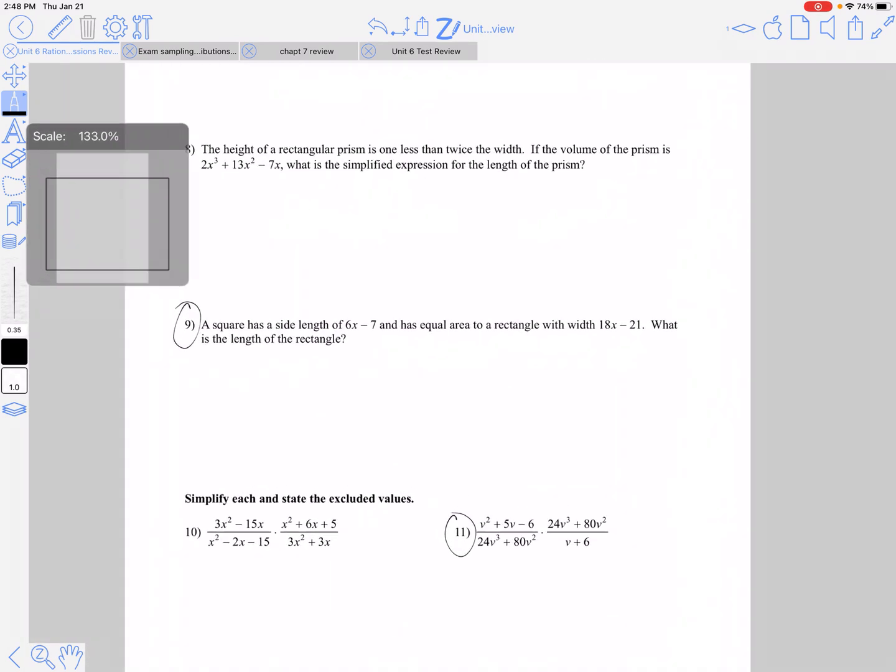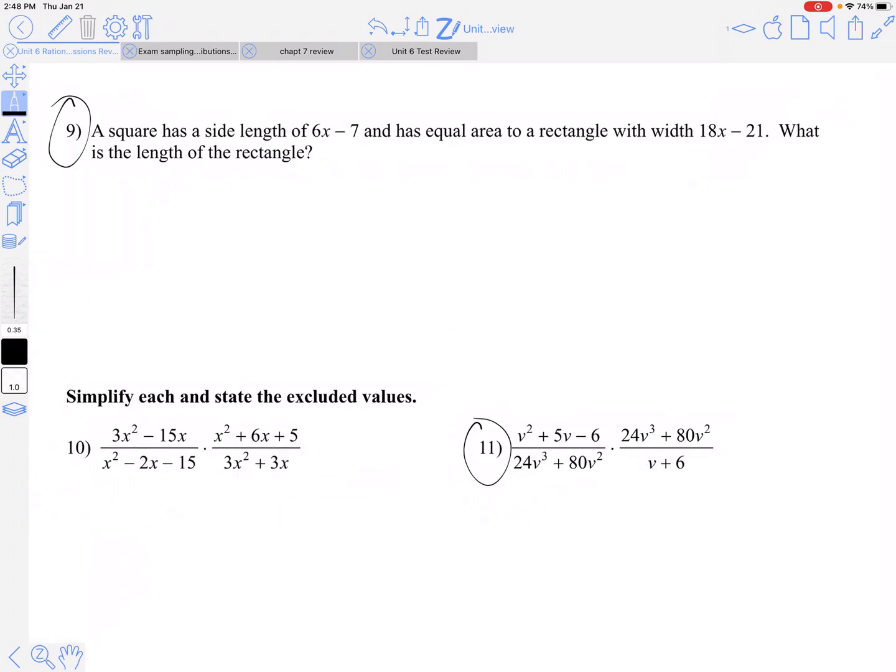Okay. 9. All right, so let's see what we're working with. We have a square, and it has equal area to a rectangle. All right. So if we do base times height of a square, it'll be the same as base times height. Now these are obviously not drawn to scale, but it will be equal to the base times the height of that rectangle. So just kind of pulling out what we have visually.